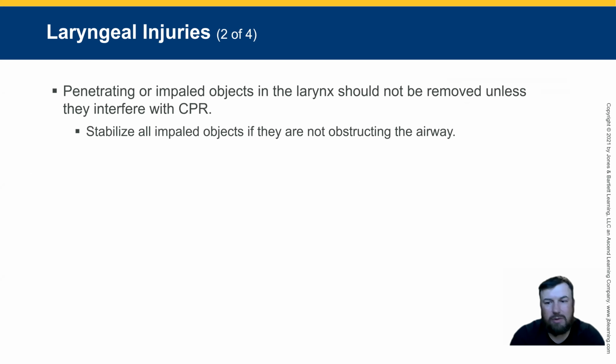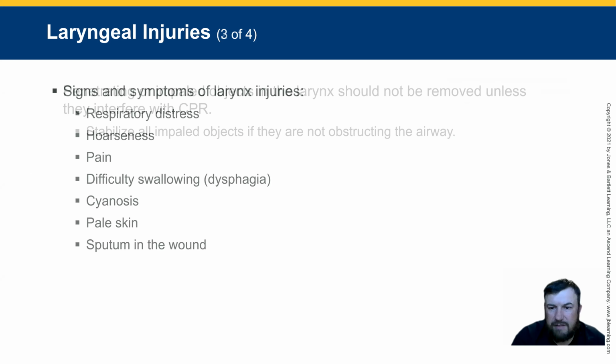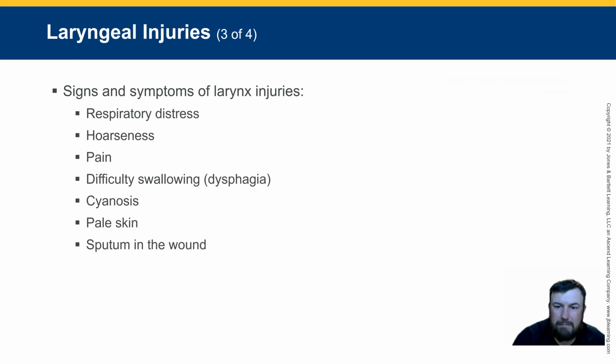Penetrating or impaled objects in the larynx should not be removed unless they interfere with cardiopulmonary resuscitation. Stabilize all impaled objects if they are not obscuring the airway. If they're able to breathe or we're able to breathe for them, we leave it where it's at. Significant injuries to the larynx pose an immediate risk of airway compromise.